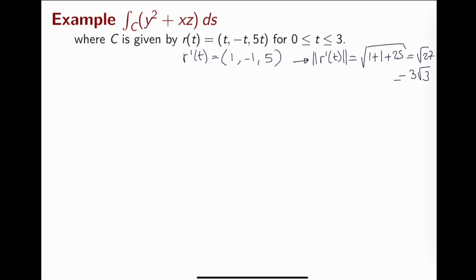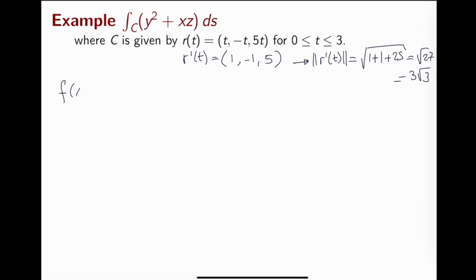Okay, so this is then the norm. I mean, the 3 square root of 3 is the norm of the derivative, that is part of what we need inside of the integral. And we need also the function, that in this case is a function that depends on x, y, and z, and is equal to y squared plus xz, right? So that's what we have given here.